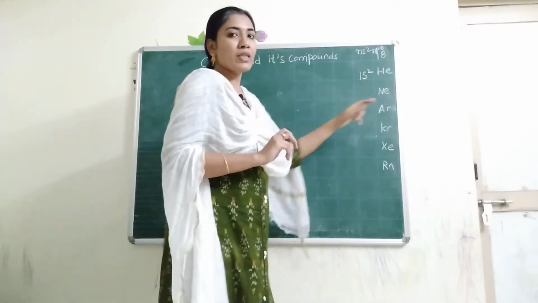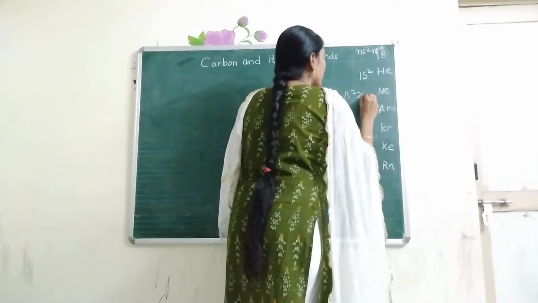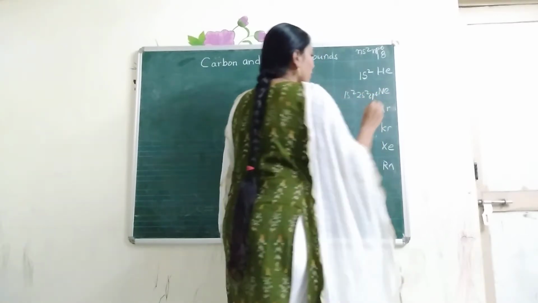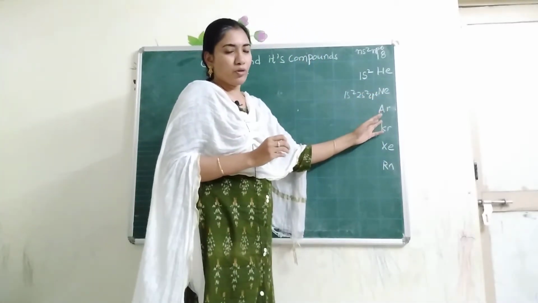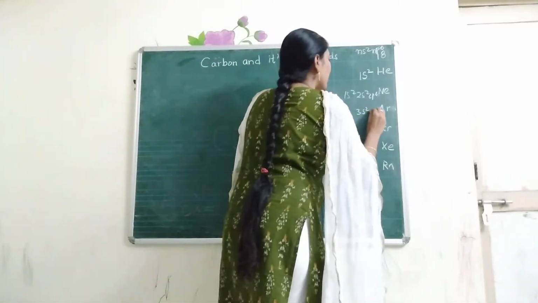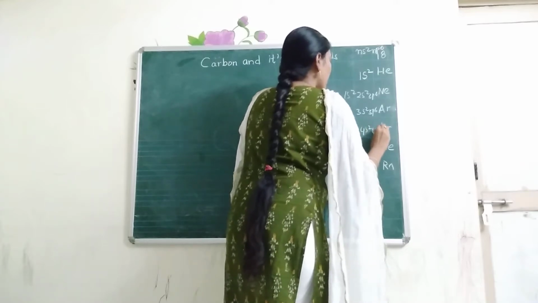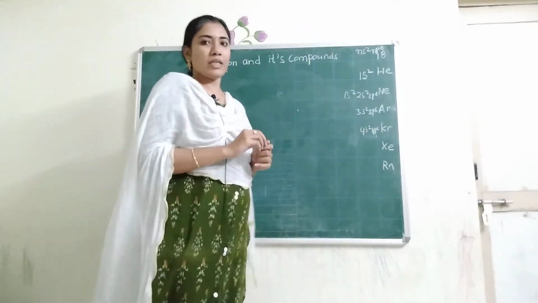For example, if you see neon, then what happens? 1s2, 2s2, 2p6. Okay, from here I am writing only outermost electronic configurations. That means here it becomes 3s2, 3p6, 4s2, 4p6 and so on, 5s2, 5p6, 6s2, 6p6.